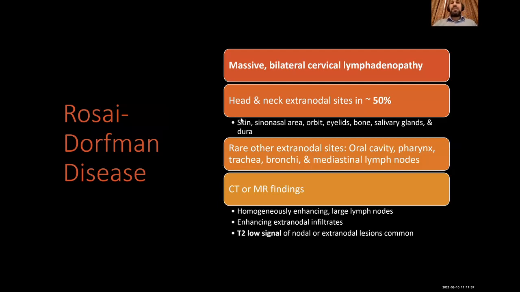Rosai-Dorfman disease is massive bilateral cervical lymphadenopathy. In the head and neck, extranodal sites are involved in 50%: skin, sinonasal area, orbit, eyelids, bone, salivary glands, and the dura. Rare other extranodal sites are the oral cavity, pharynx, trachea, bronchi, and mediastinal lymph nodes. On CT and MRI, there are homogeneously enhancing large lymph nodes, enhancing extranodal infiltrates, and T2 low signal of the nodal and/or extranodal lesions.